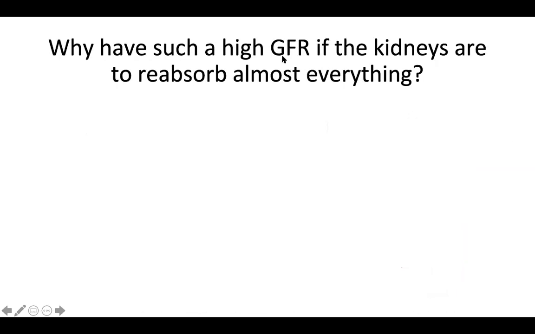Okay, let's move in. So why have such a high glomerular filtration rate if the kidneys are to reabsorb almost everything? So let's think about that again. Last lecture, we learned that only what % of the blood is actually filtered? Do you guys remember? Okay, it's going to be 20% of the blood is actually filtered. Then what's actually excreted from that filtration? Well, that's almost 1%. So why are we allowing the kidney to get rid of so much stuff if it's going to take us energy to get it back in?